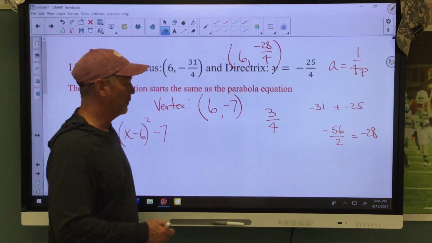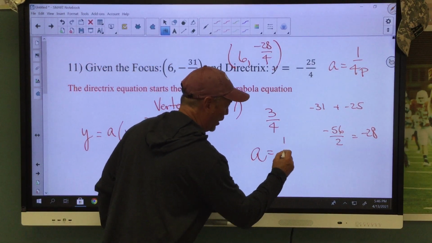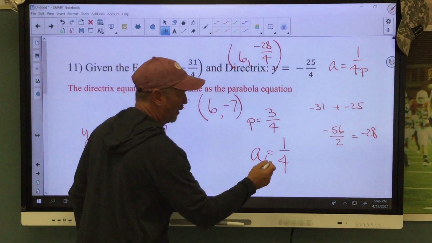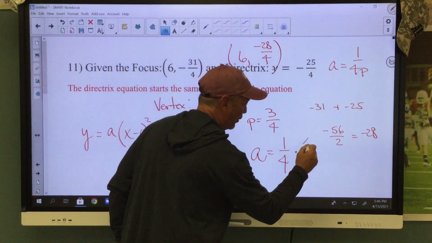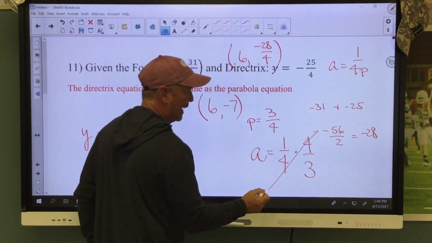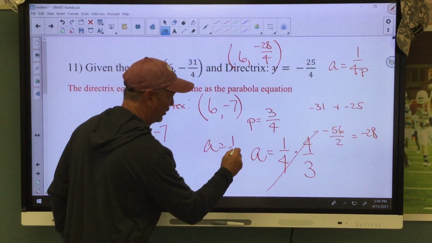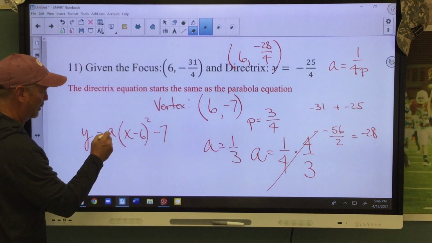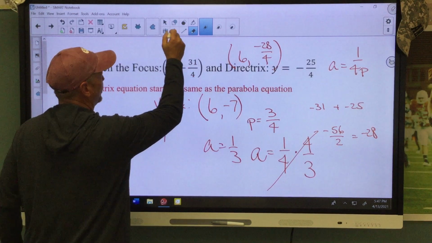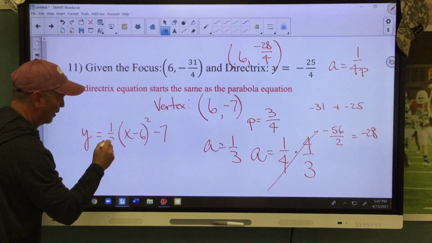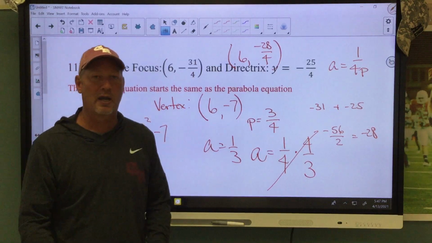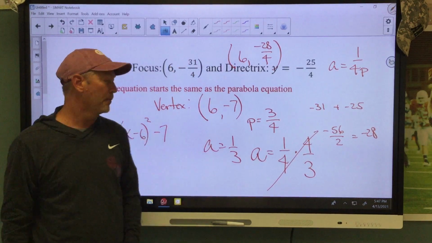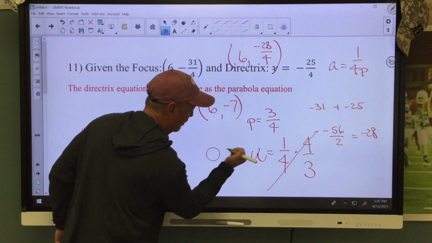How do you find your a value? A equals 1 over 4, but since my p-value is a fraction, we're going to multiply times the reciprocal. The 3's cancel, and I get a equals 1/3. So we're over here, and we're going to take away the a, and we're going to say that a is 1/3. But we have to determine which way my graph is going to open. This says y equals. Is it going to open upward or is it going to open downward? So again, I'm going to ask you to sketch a picture with me.